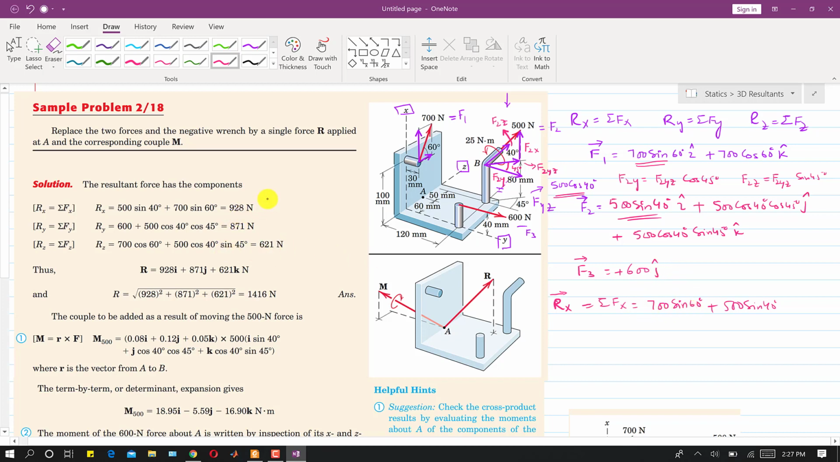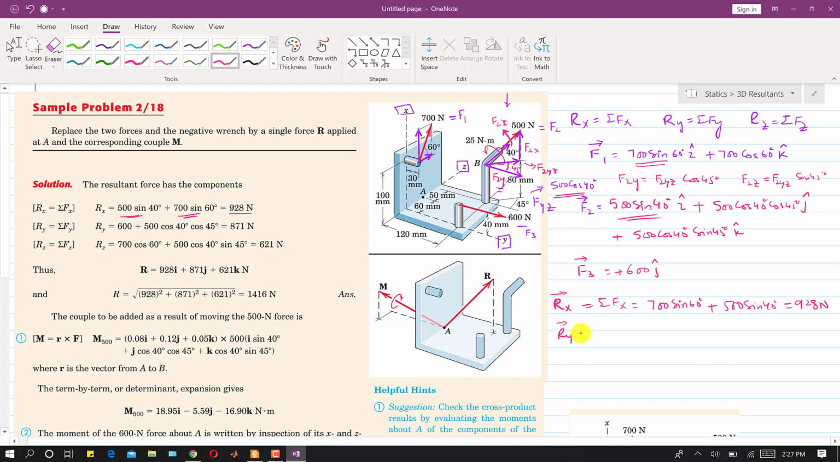So this is 700 sine of 60 plus 500 sine of 40, and if we add these up, the Rx component comes out to be 928 Newtons. So I can write it here, that the Rx component is 928 Newtons.